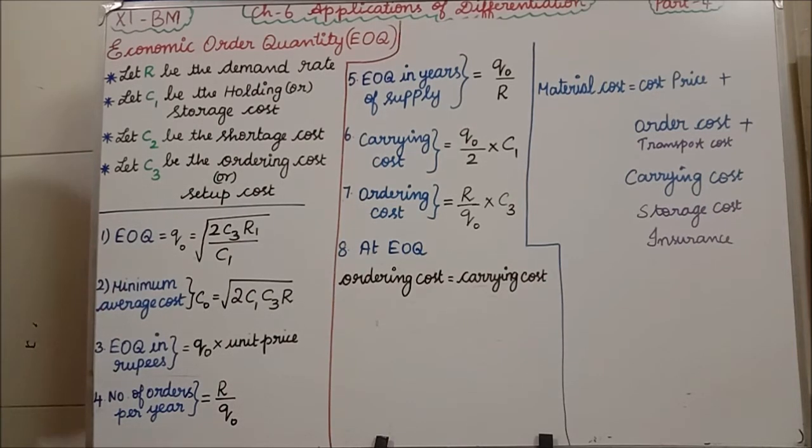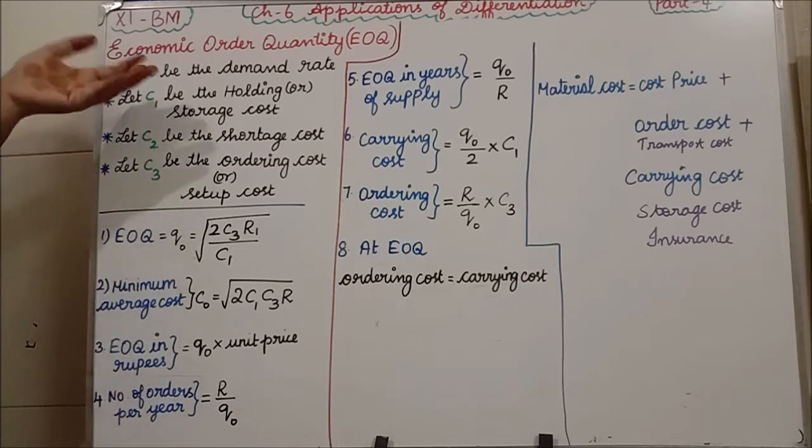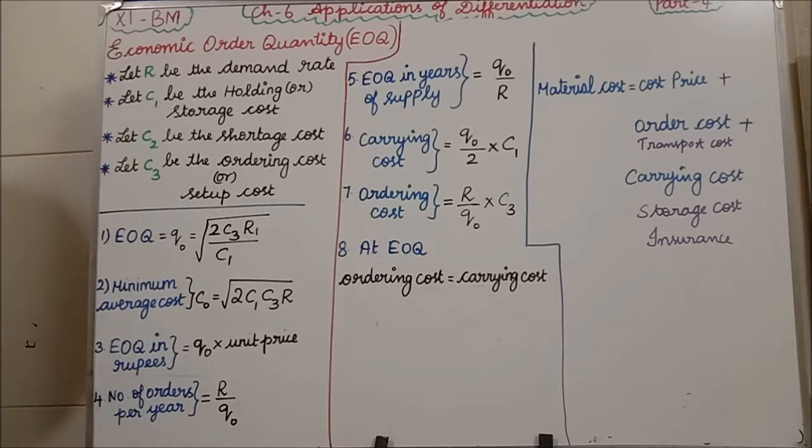Students, don't think that they will give you directly what is C1, what is C2, what is C3. They will not give it directly in the question. You have to read the question and understand whether they are talking about shortage, then you have to take that value as C2. If they are talking about storage cost, you have to take that value as C1. If they are talking about demand, you take it as R. According to that only you have to take the values. Clear? Now to calculate the EOQ, we have some formulas. I have written 8 formulas here. If you are thorough in these 8 formulas, then you can try any type of problem.